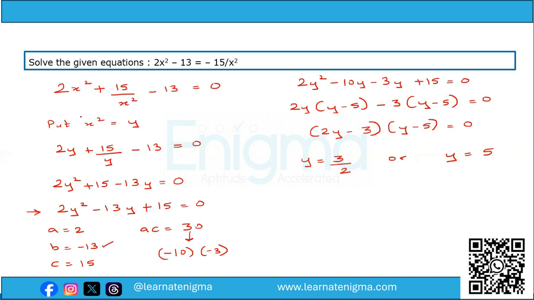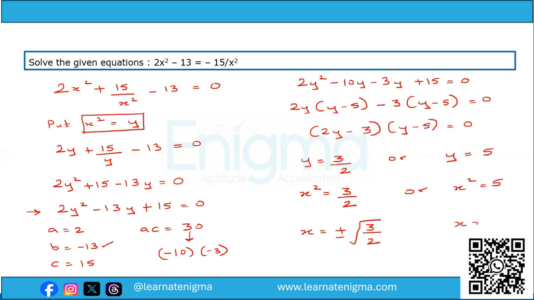But y is equal to x². So therefore, we will equate these values with x². So therefore, x² = 3/2. So therefore, we can say x = ±√(3/2), or x² = 5. Therefore, x = ±√5. So these are the possible roots.